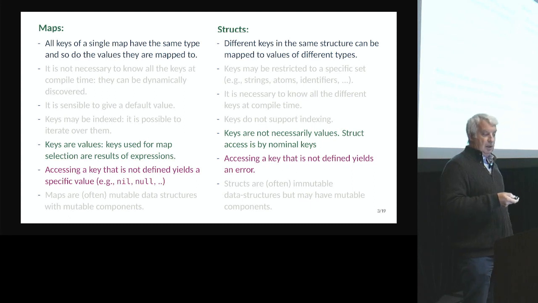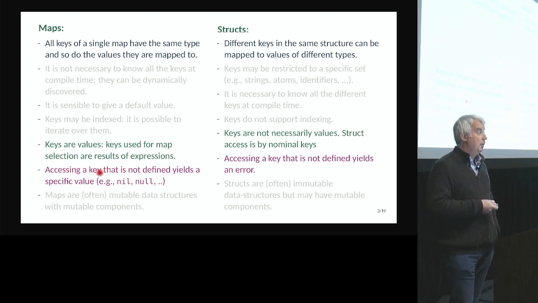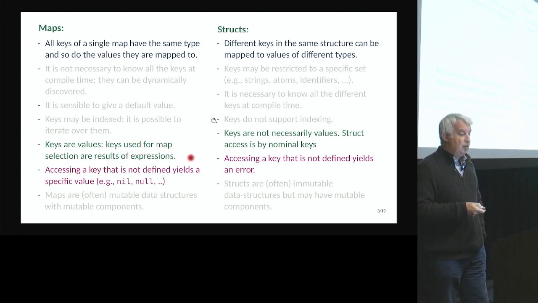The first one is that for maps, all keys usually have the same type, and they map into values of the same type, while for structs, the different keys can map to different types. Then in maps, the keys are values because you can compute them and use the result to select something in the map. While in structs, they are not necessarily values, and the access is by nominal keys. And also the important part is that accessing a key that is absent in a map gives you nil, null, while accessing a key in a struct gives you an error.